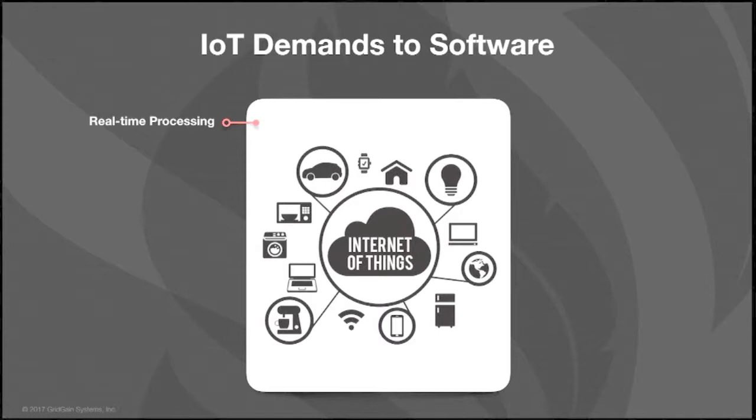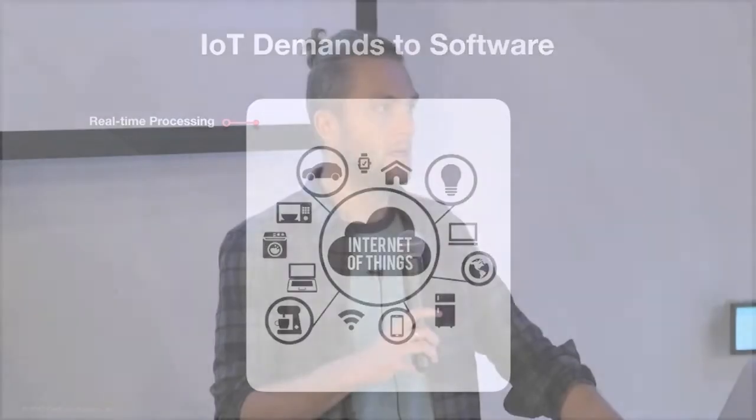Well, as for the demands, the first demand that is pretty crucial for the IoT space is real-time processing. And here we mean that for some of the applications in the IoT realm, it's absolutely critical to be sure that all the data, all the measurements that are delivered to your software stack can be processed and received in real time.